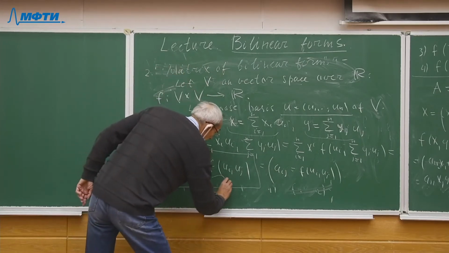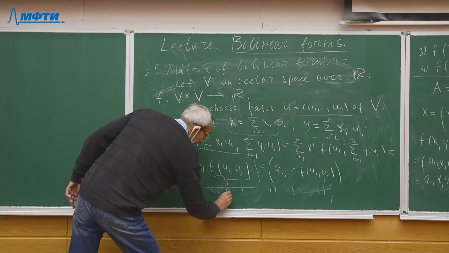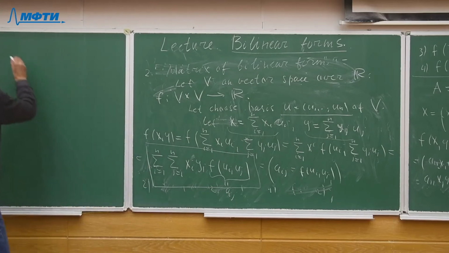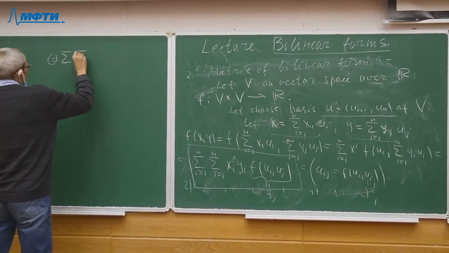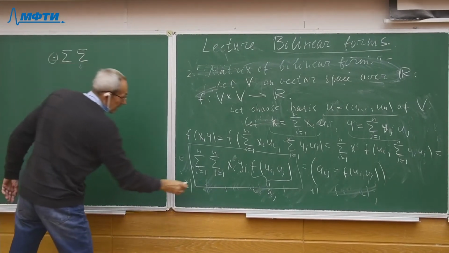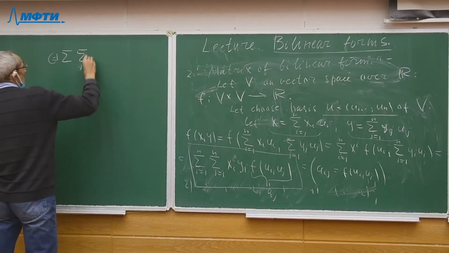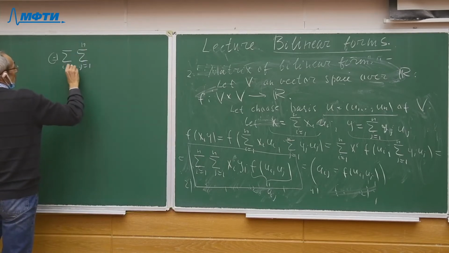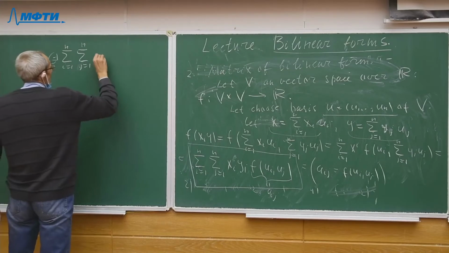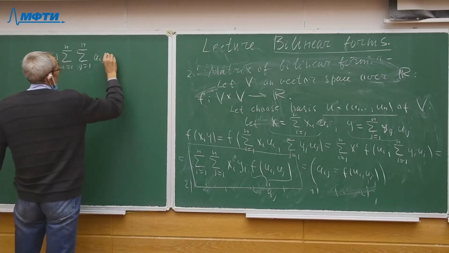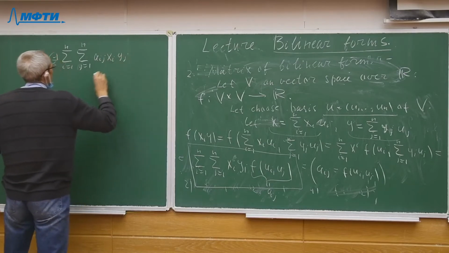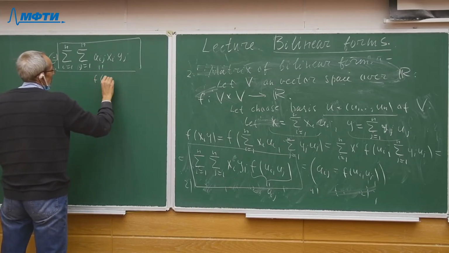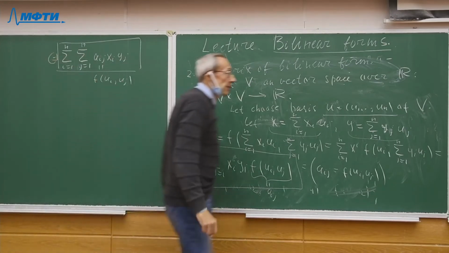If I denote this expression by aij, I obtain the following formula: the double sum, j goes from 1 to n, i goes from 1 to n, aij xi yj, and aij is equal to f of ui, uj.